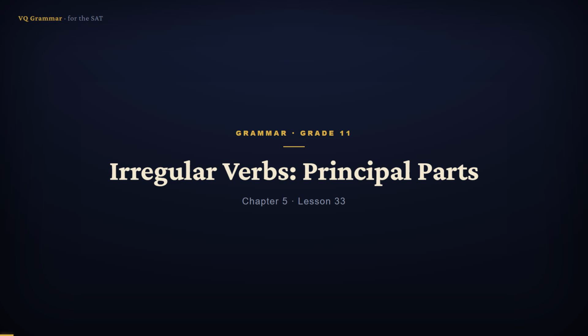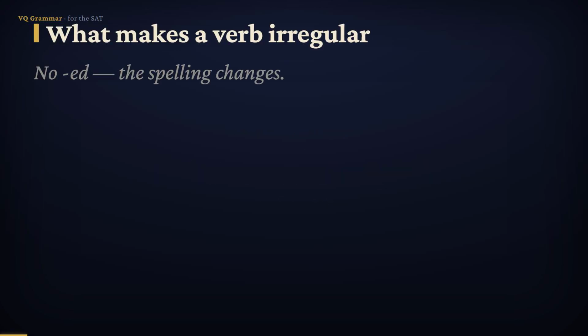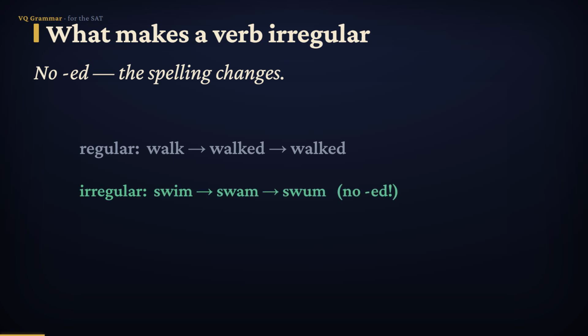Last time, we learned the principal parts of regular verbs. Today, we tackle the ones you have to memorize, irregular verbs. We've seen that regular verbs add ed for the past, like walk, walked, walked. An irregular verb does not. Instead, it changes its spelling. Swim, swam, swum. No ed anywhere. Because those changes are unpredictable, you simply have to memorize them.